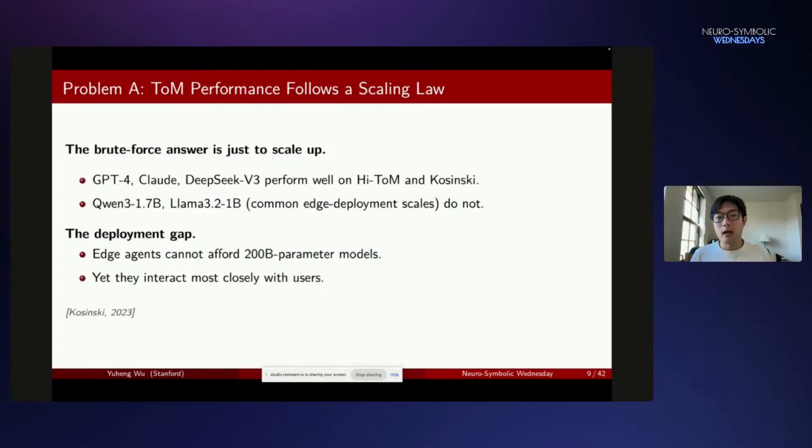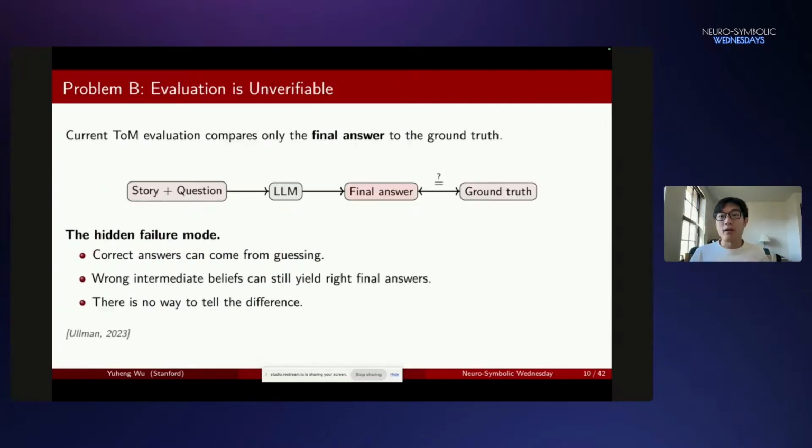Kosinski last year. And small models like Qwen 3, Llama, there's no more Llama today. So now we have Qwen 3.5. But basically, this kind of edge deployment scale small model does not have powerful state of mind reasoning capability, right? So edge agents cannot afford 200 billion parameter models, but they interact most closely with users, right? So we hope these small models have this kind of state of mind reasoning capability. Okay, so this is the first problem.